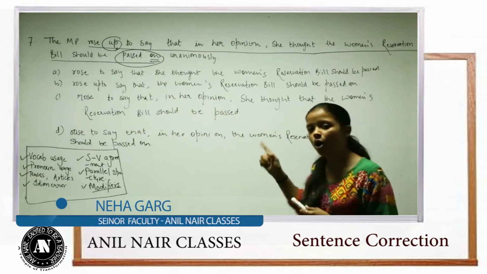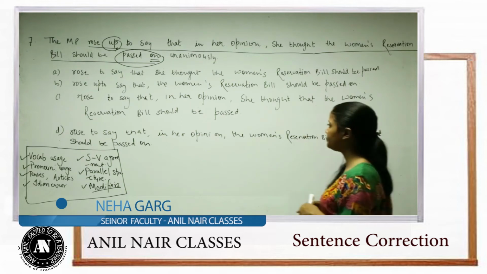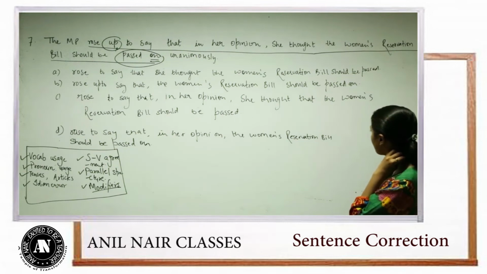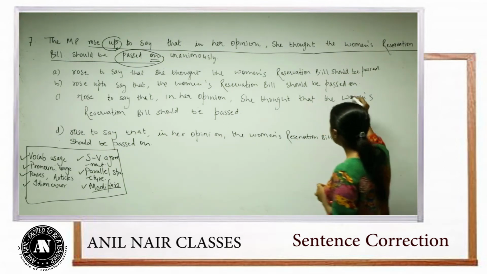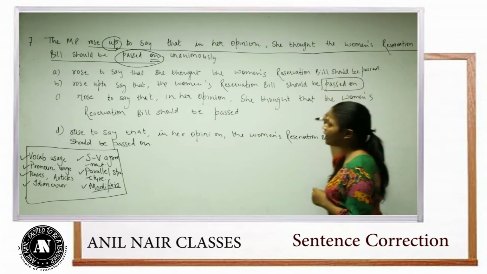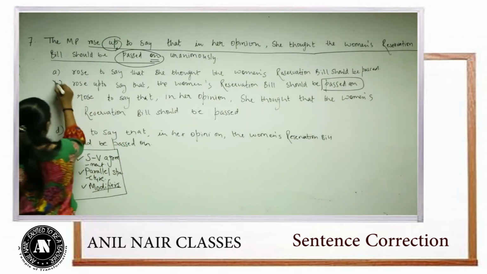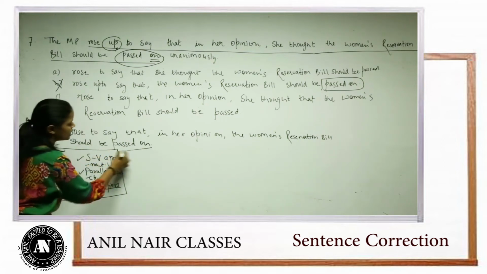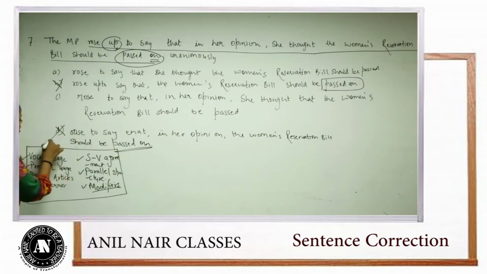So now check for the option which corrects this error. Now the B option uses passed on again. We'll eliminate option B. Now look at option D. It again introduces the same error, so we'll eliminate this. Now we have A and C with us.